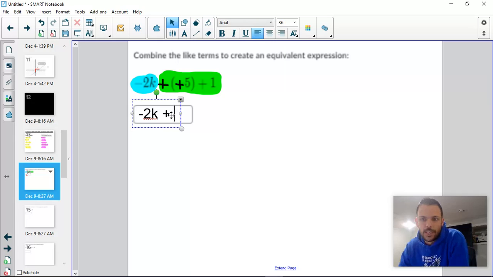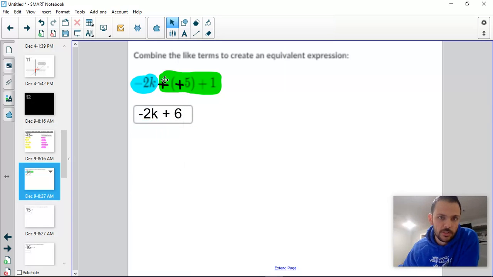I can't say that I'm not not going to the mall later, right? That would mean I am going to the mall later, all right? So a double negative cancels itself out, makes it positive. All right, so we have positive 5 plus 1, that makes positive 6. So we're adding 6 here, right? So this expression here, simplified, to make an equivalent expression, would be negative 2k plus 6.